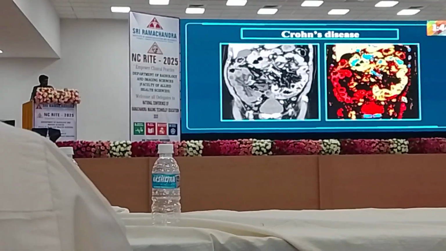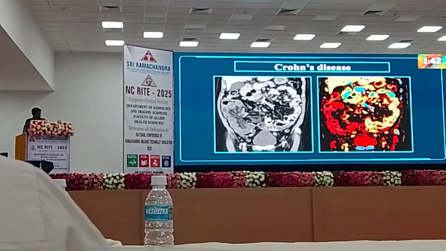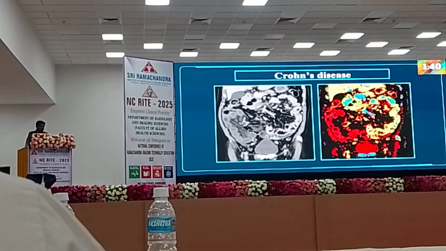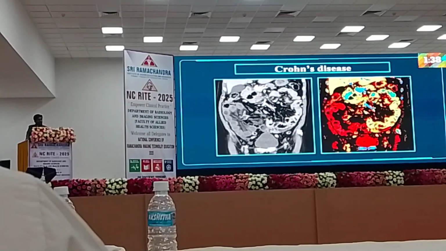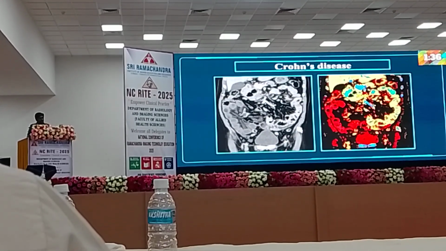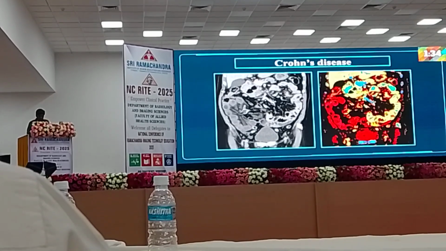First is a CT image, next is a hyperspectral image. Some may confuse it with spectral CT. Now spectral CT and hyperspectral are similar, but what happens is, in spectral CT we have dual energy, whereas in hyperspectral, multiple wavelength bands are used.